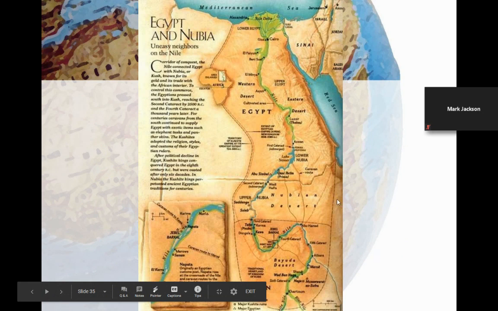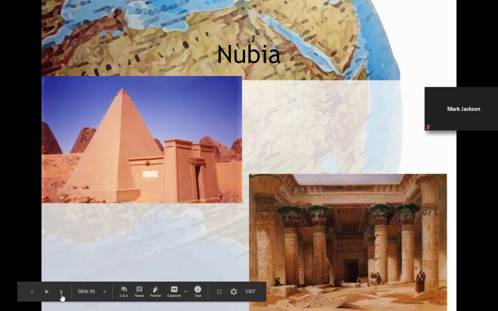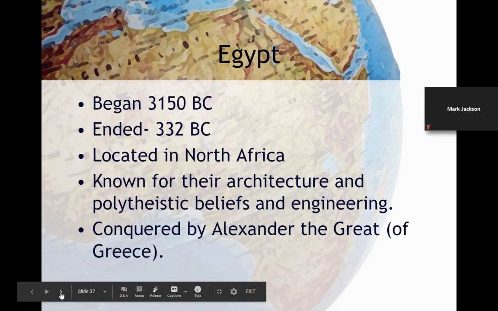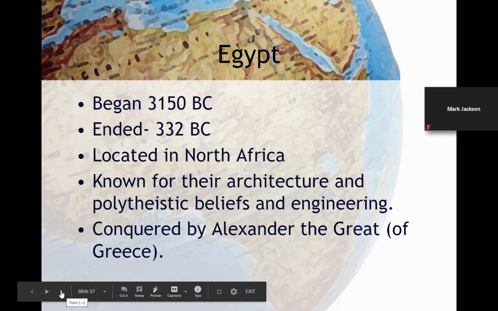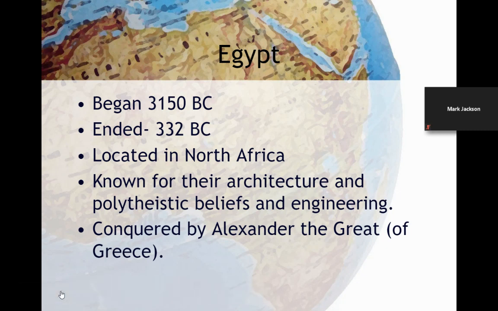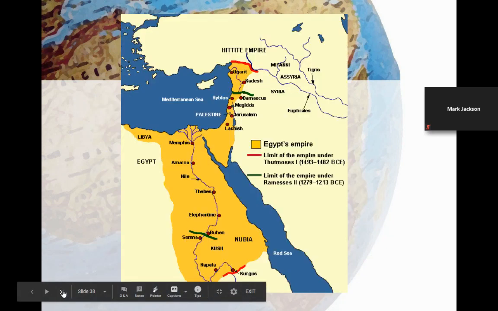Nubia was down here in the bottom part, so it's called the Nubian Desert. And they had the same things as the Egyptians. Egyptians and Nubians basically had the same things. Same thing with Egypt, but Egypt would fall to Alexander the Great in Greece around the same time that Nubia would fall to Axum. I'm not going into detail on Egypt because you studied this last year.